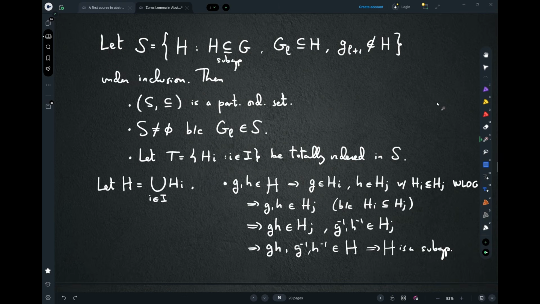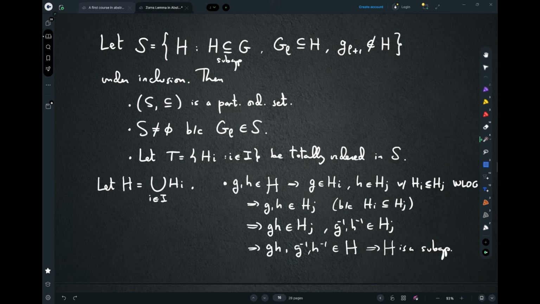Now, we want to use Zorn's lemma, so I need to find a partially ordered set. My partially ordered set here is going to be S, and it's going to be subgroups H of G, such that the subgroup G_L that we just defined is contained in H, but G_{L+1} is not in H. In particular, something is missing from G in H, so these are proper subgroups.